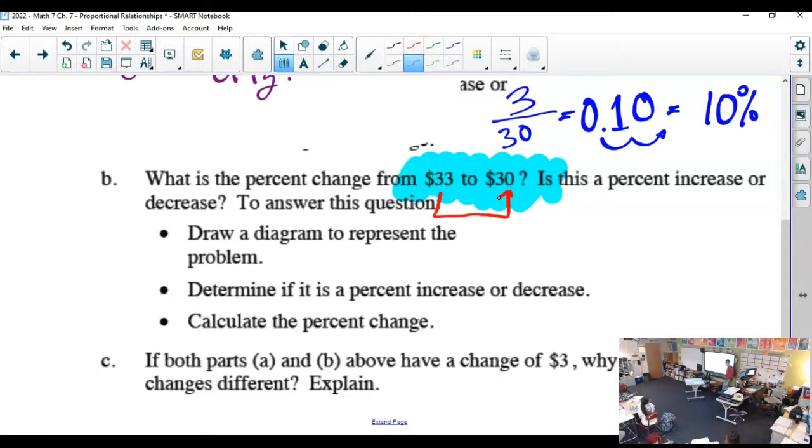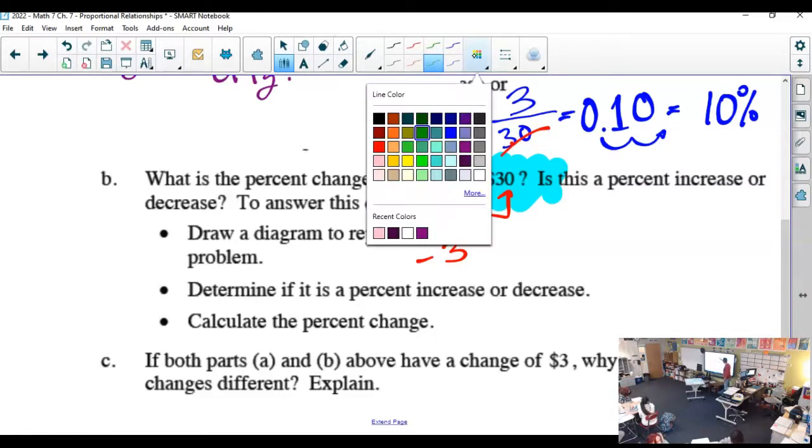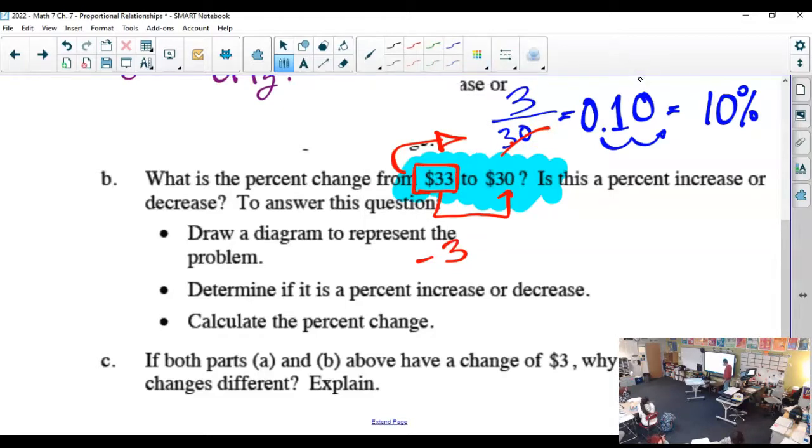Are we going up or down here? Down. How much are we going down by? Minusing $3. But what was the original? Now the original is 33. So that is going to change the denominator. We're not going to use 30 for this problem. Now we're going to use 33 for the original. So it's still a change of 3, but the original, the price we came from, was 33. That's how this part is different.